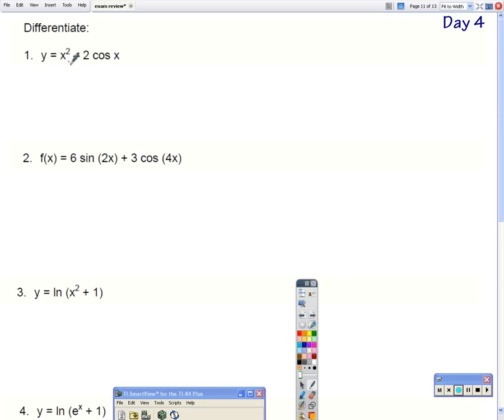This is a difference of two different terms, so I can individually take the derivative of each piece. And the derivative of cosine is negative sine of x. So when I simplify this, negative 2 times negative 1 is positive.